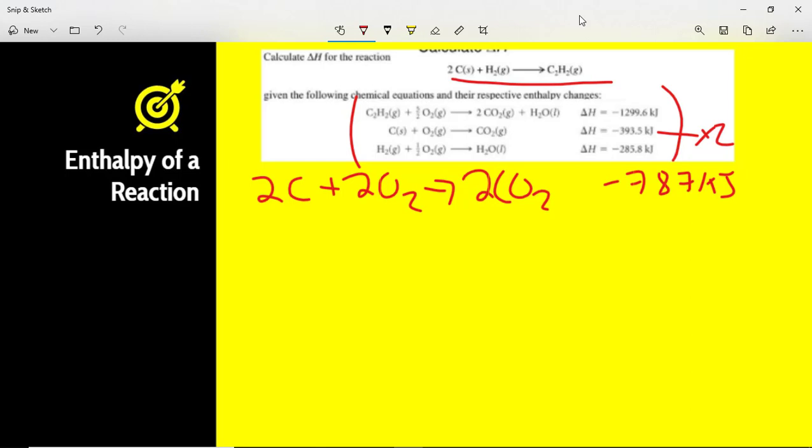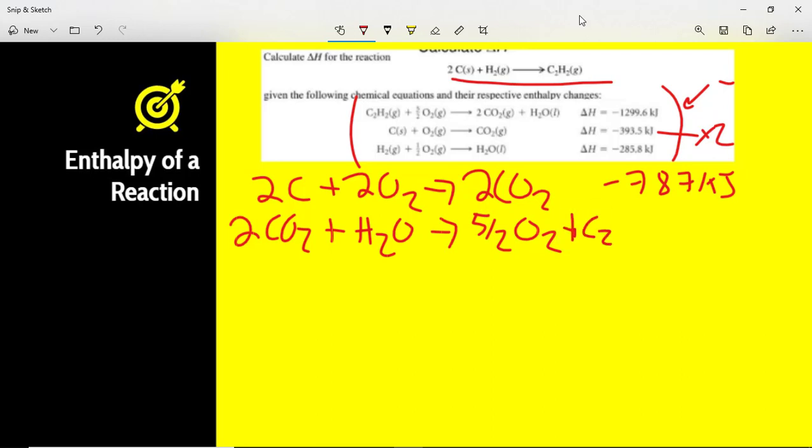The next thing I notice is I need to get C2H2 on the reactant side. So I'm going to take this one up here and flip it. So we're going to get 2 CO2 plus H2O yielding 5 halves, kind of weird to think of that, plus C2H2. And again, we flipped that, so that's going to be a positive 1,299.6 kilojoules.